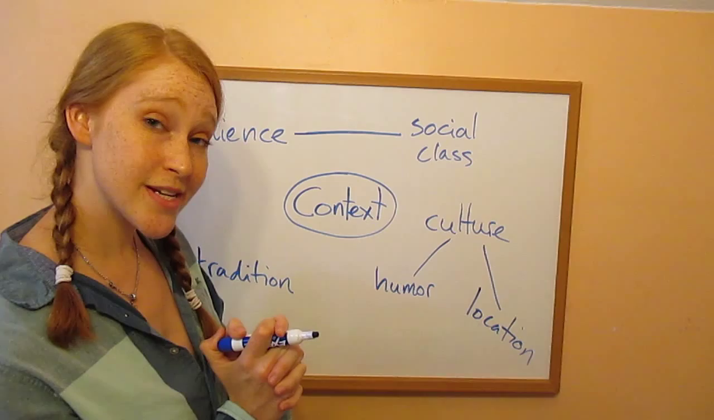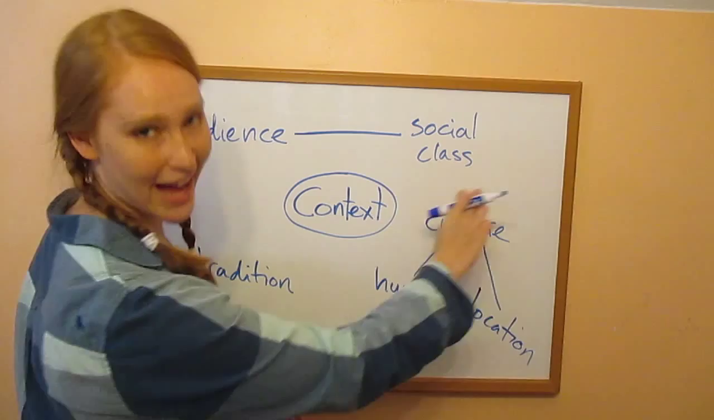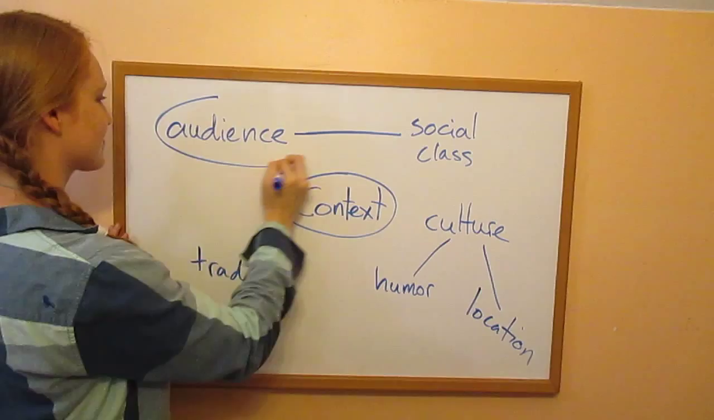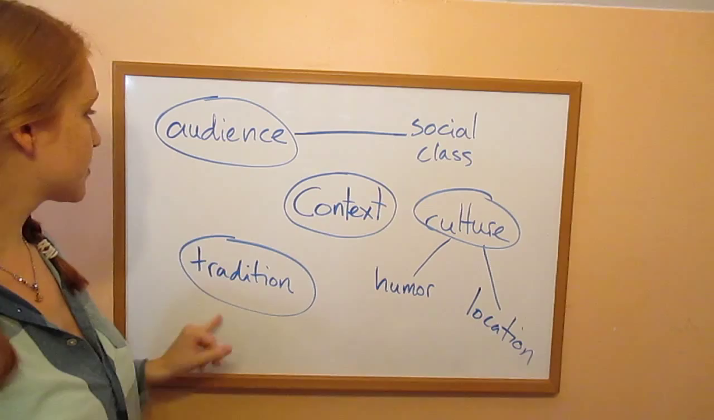Now I'm going to decide which one is the head concept, so to speak. Which one's the big guy in charge, and the other ones are his subordinates. Okay, so here I just quickly circled culture, tradition, and audience, because I think that these are the three main categories that I want to talk about.